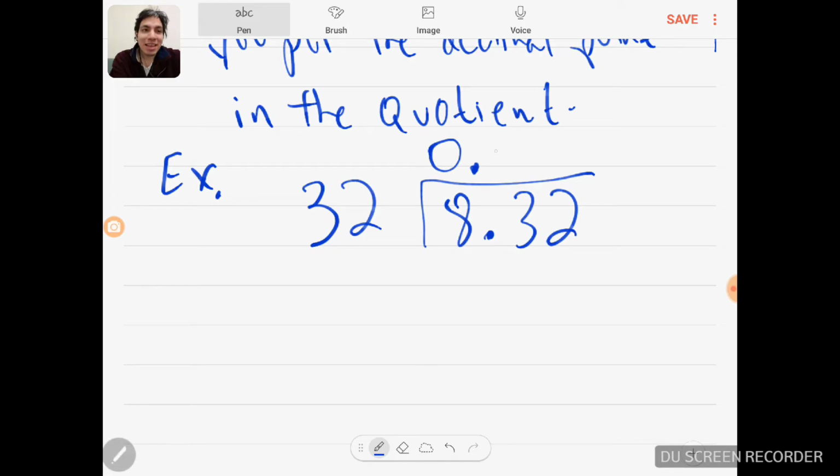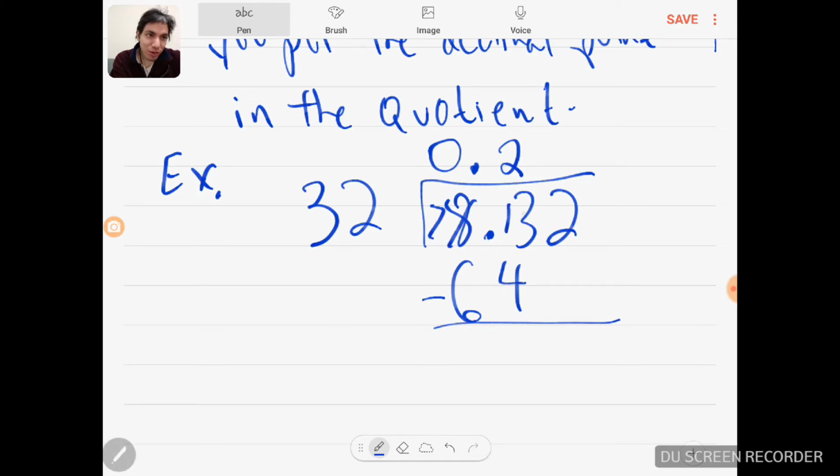Okay. So I have to multiply 32 times 2 because that would give me 64. Why am I doing that? Because I'm no longer looking at 8. I'm looking at 83 as the number I'm trying to divide. Okay? So then now I subtract.